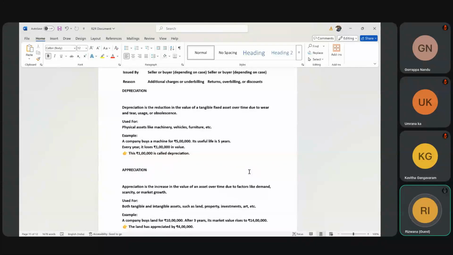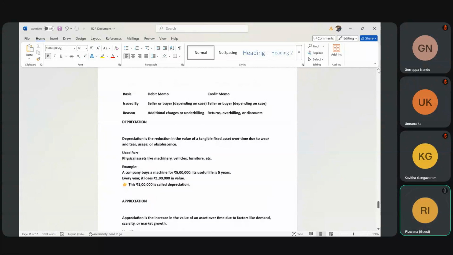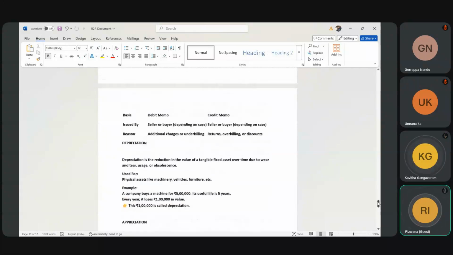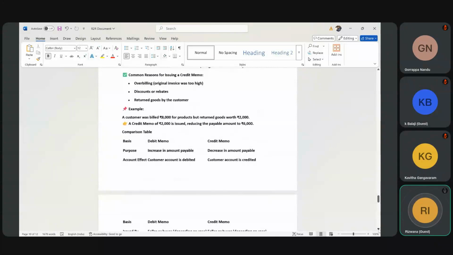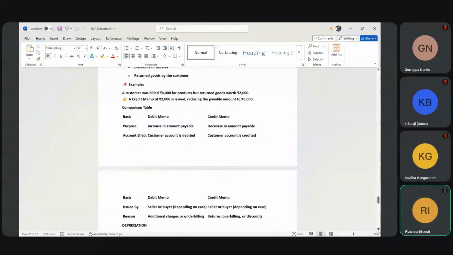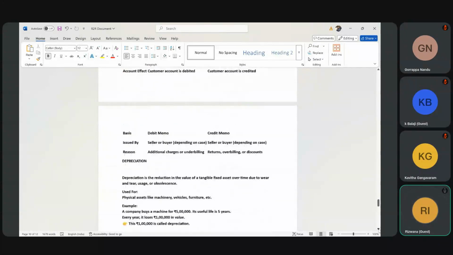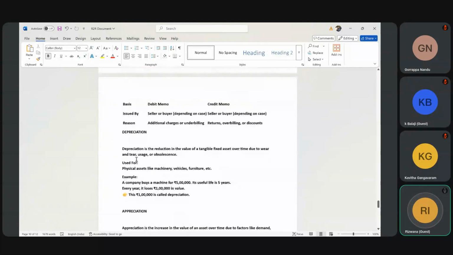So next comes depreciation. Can anyone answer what is depreciation? Decreasing the value, ma'am. Yes, so depreciation is nothing but a decrease in the value of a tangible asset over time due to wear and tear and usage of the product. For example, physical assets like machinery, vehicles, furniture: whenever we use them, their value goes on diminishing. That is nothing but depreciation.